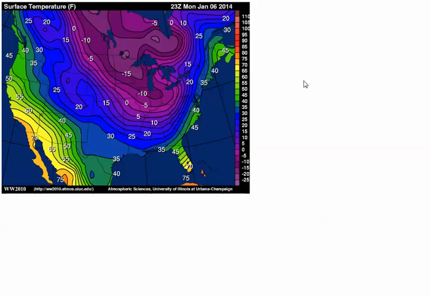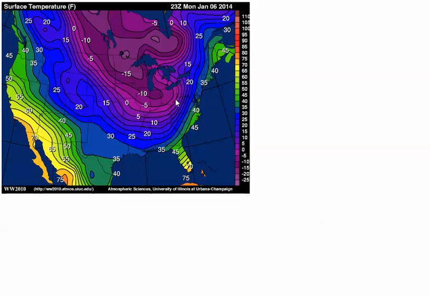Another important objective from the lesson, and really a very valuable skill, is the ability to extract some information from contour maps. You'll see contour maps on TV weathercasts and on weather websites, so it's very helpful to be able to gather some information from them. This is a map of surface temperature at 23Z on Monday, January 6, 2014.